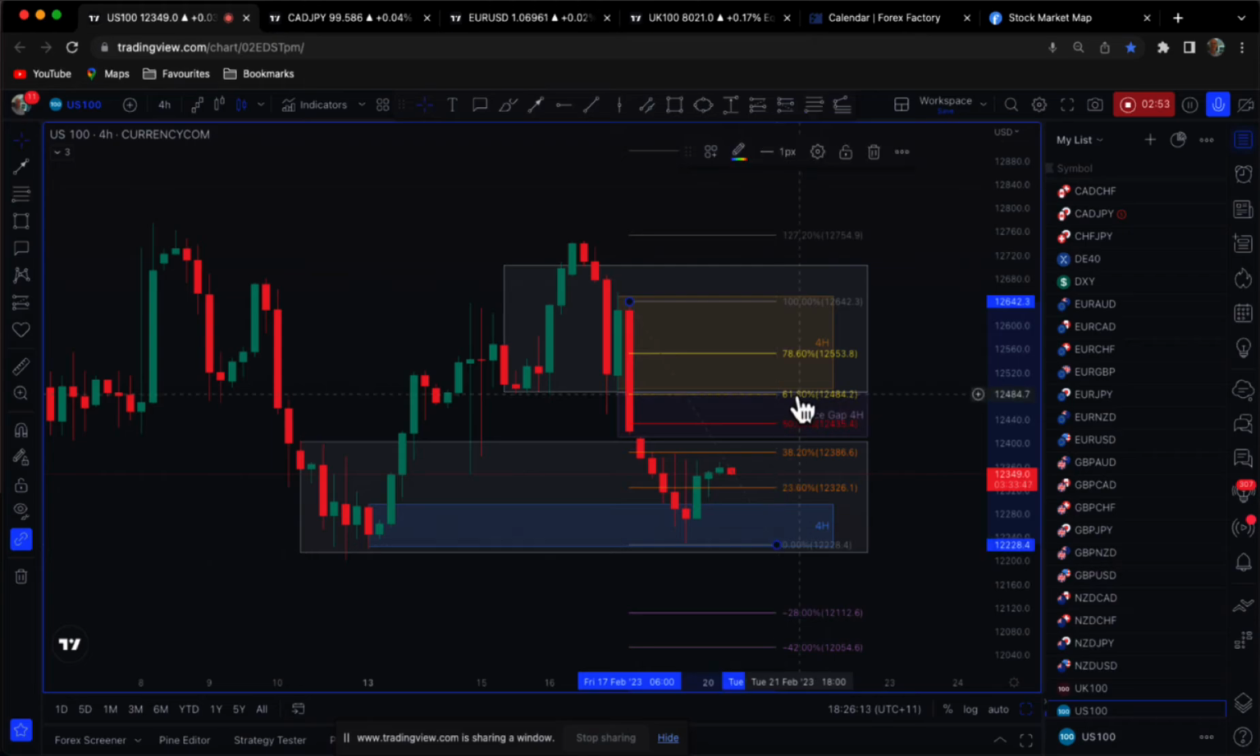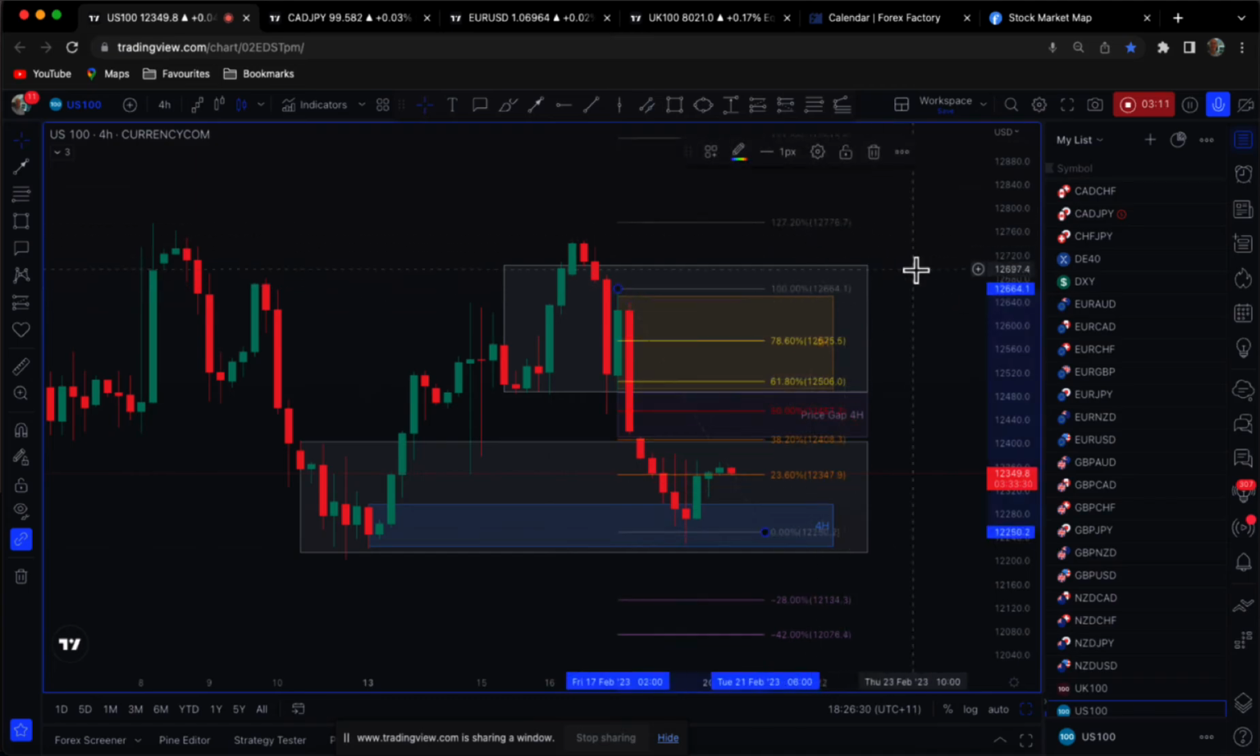That'll do. A move back up into my yellow zone here is the kind of thing that I'm looking for. I don't really want to trade it up, but if it trades into this level, I'd look to short it, stop losses above, something like that. That's my play with this.